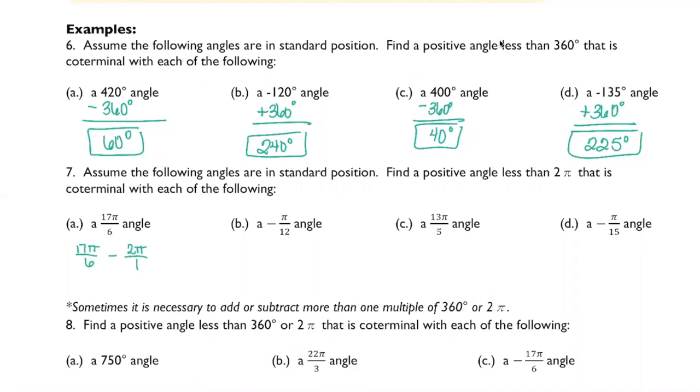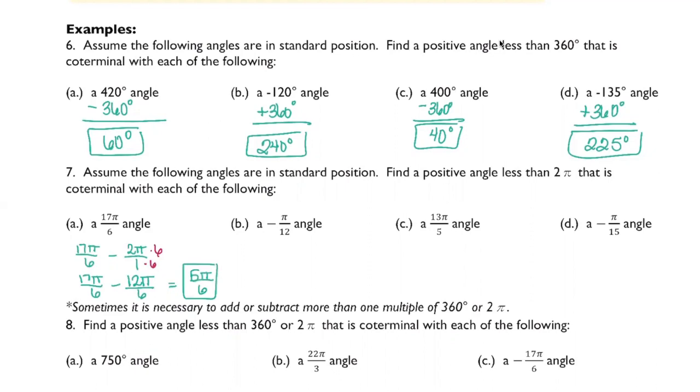Remember, we need a common denominator here, so we're going to multiply by 6 over 6, which makes this 17 pi over 6 minus 12 pi over 6. So the answer is 5 pi over 6.